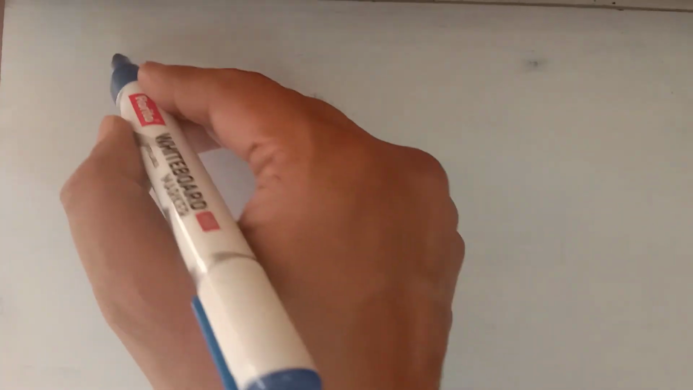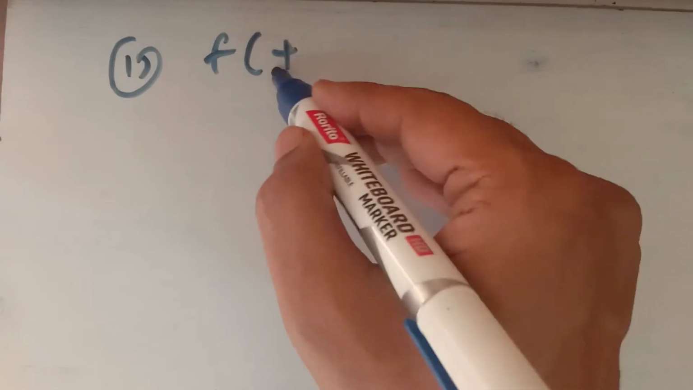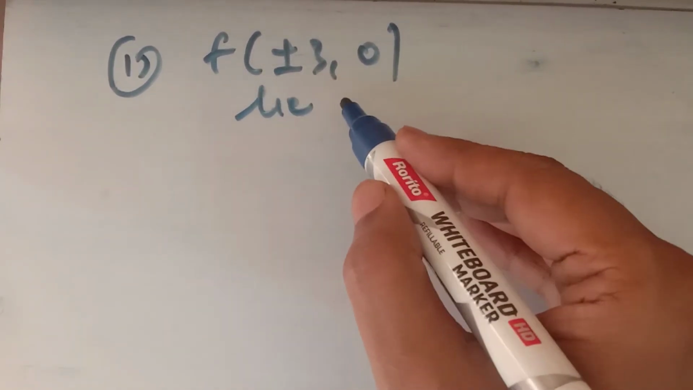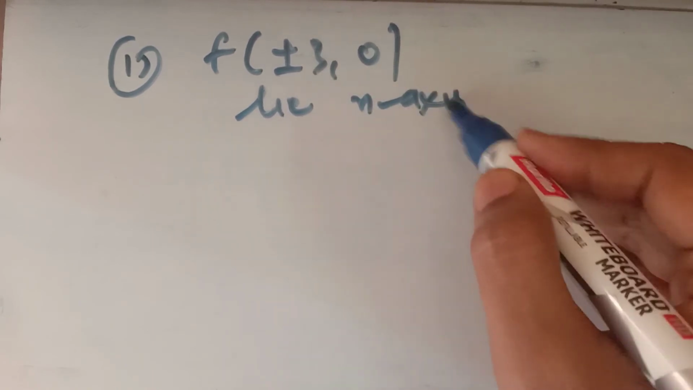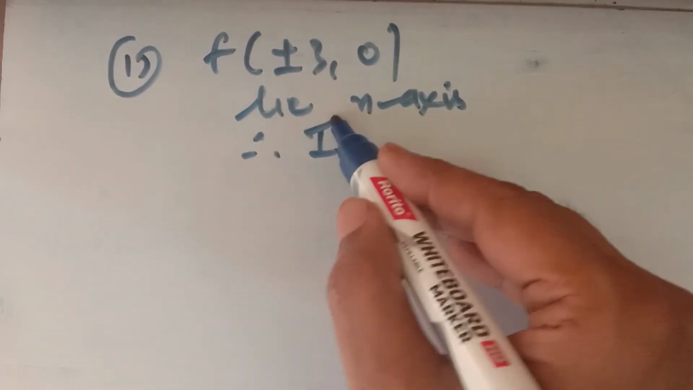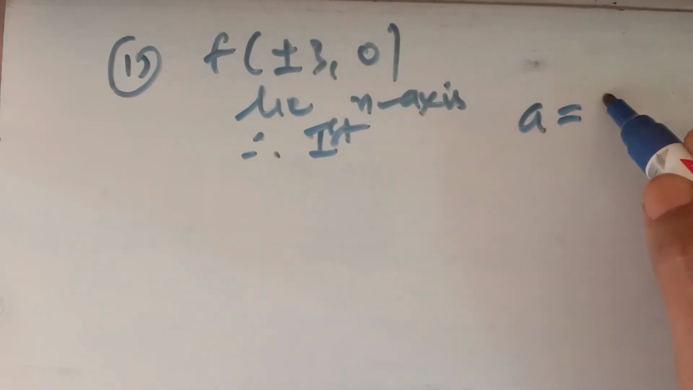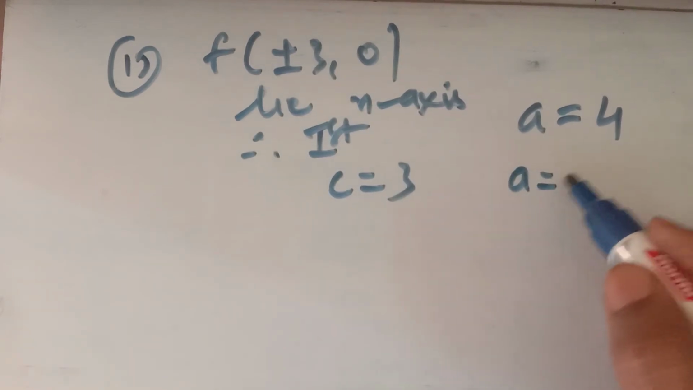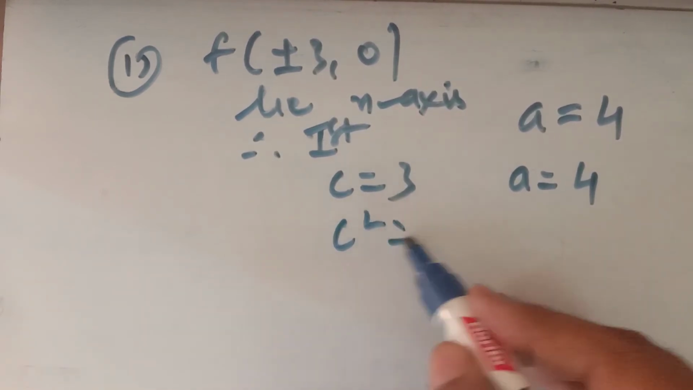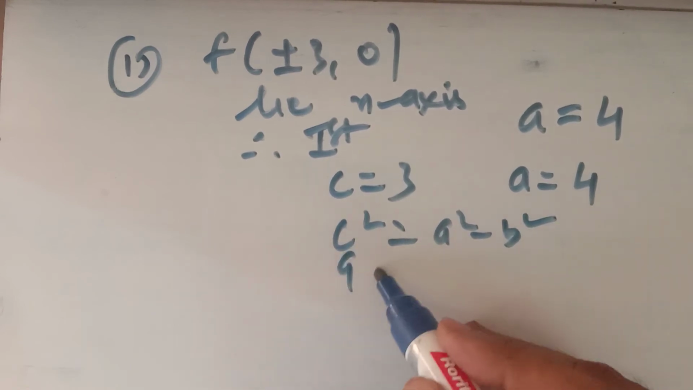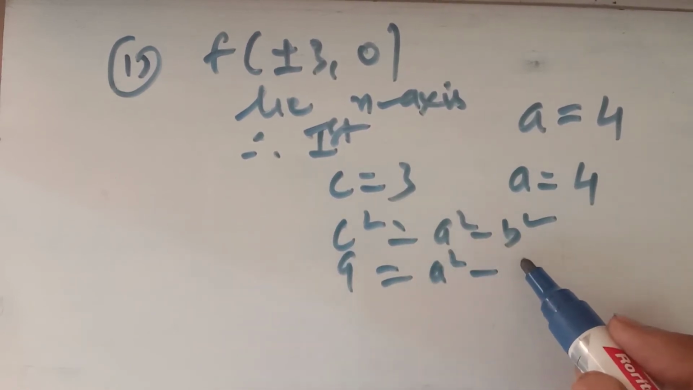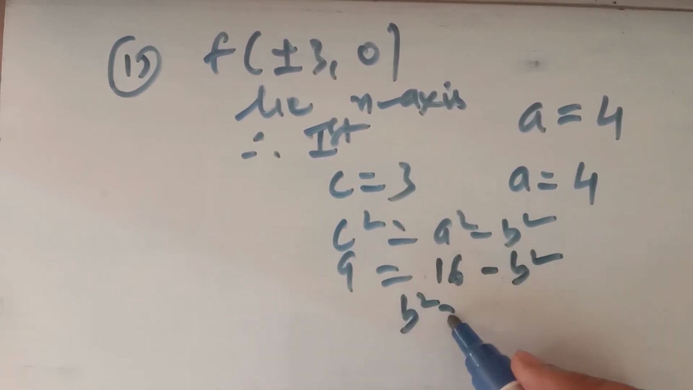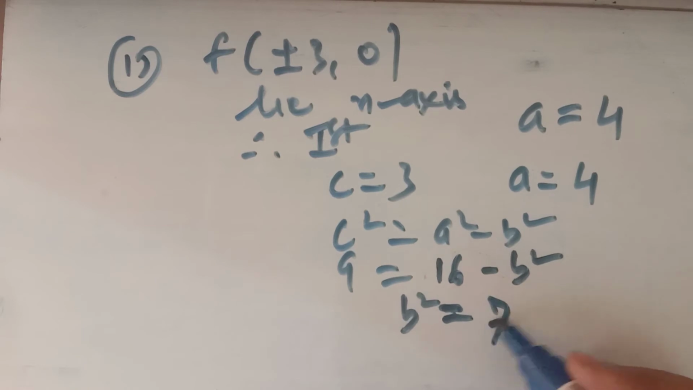Now similarly is the question number 17. The focus is given as (plus minus 3, 0) because its y coordinate is 0, so it means its focus lies on the x-axis. So therefore it is the first type ellipse, and the value of a is given, that is 4. So the value of c will be 3 because the focus is plus minus 3, 0 and the value of a is 4. So c square is equal to a square minus b square. 9 is equal to a square, how much is a square? 16 minus b square. So b square is equal to 16 minus 9, that is equal to 7.